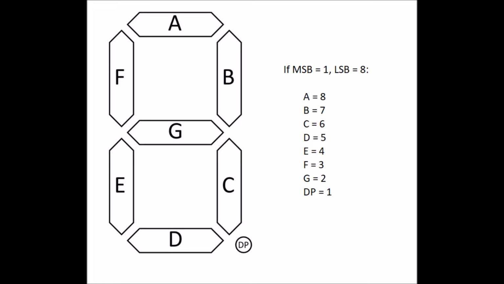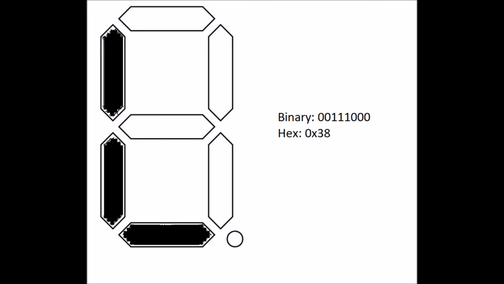To give an example, let's say we wanted to display a capital L. We would want to light the segments D, E, F, which corresponds to the 3rd, 4th, and 5th binary digits. Thus we get the byte 00111000, which maps to the hexadecimal value 38. Therefore, if we write 38 as the data value to a display, we get a capital L.